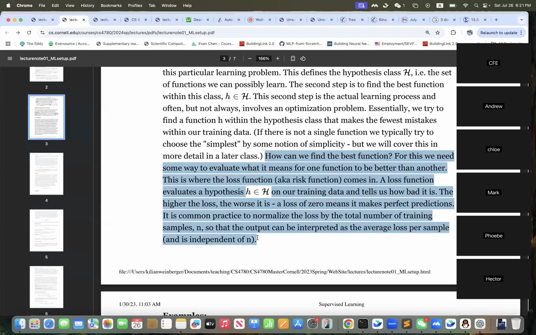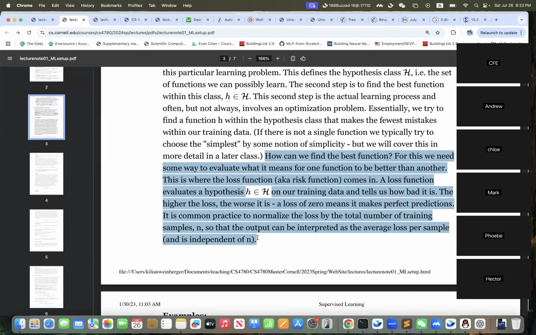There are typically two steps involved in learning a hypothesis. How can we find the best function? For this, we need some way to evaluate what it means for one function to be better than another. This is where the loss function, or risk function, comes in.